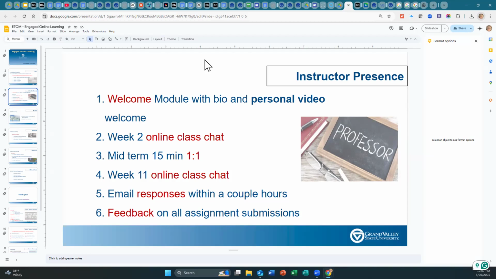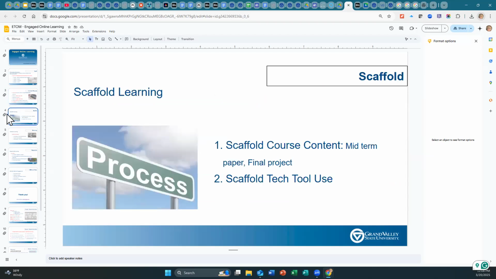And of course, the generic things, email responses. I usually get those back to them within a couple hours, sometimes minutes because I have it on my phone. And I do give feedback on all assignment submissions. I know not everyone does it, but I give feedback on everything they turn in. So that's my instructor presence piece.